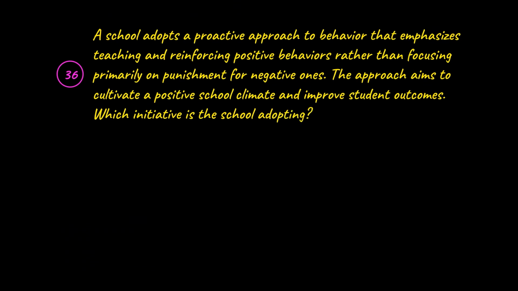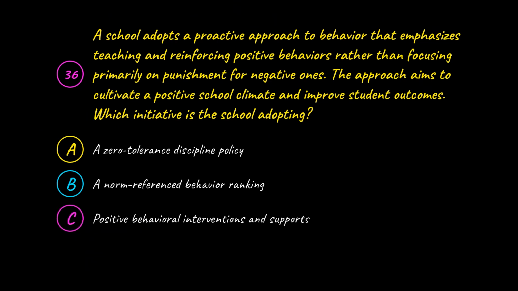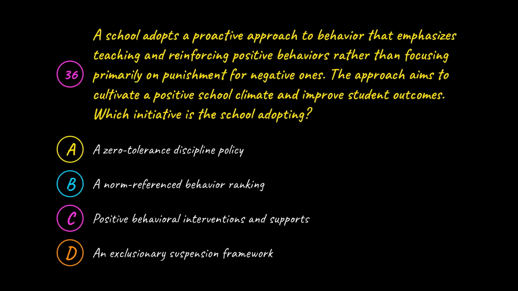Your options are A, a zero tolerance discipline policy, B, a norm reference behavior ranking, C, positive behavioral interventions and supports, D, an exclusionary suspension framework. What's your answer? Commit to one before I continue.